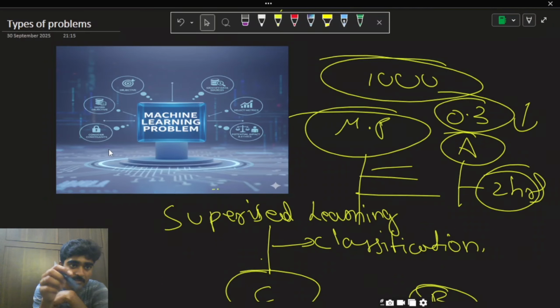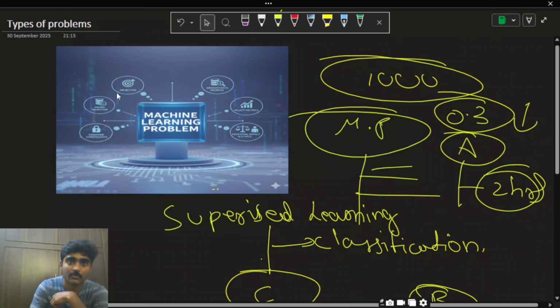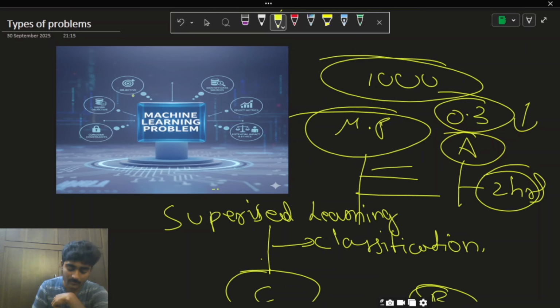Now the second step is to define the objective. What objective? What's our basic motive? Our basic motive is to decrease the churn rate. Why do we need to decrease the churn rate? To increase the revenue of Netflix. This is our major objective.